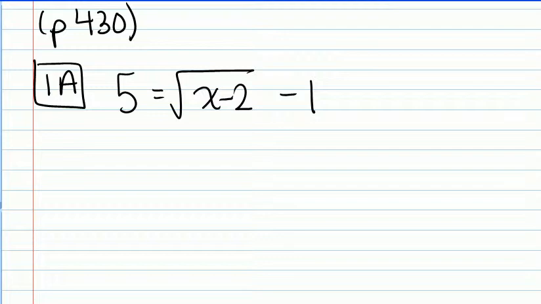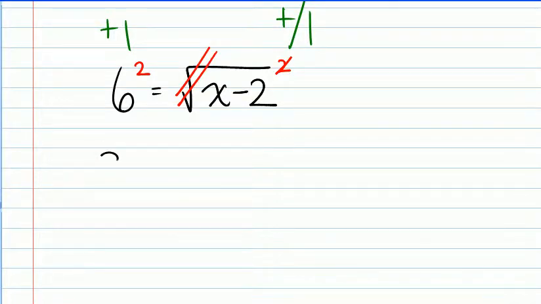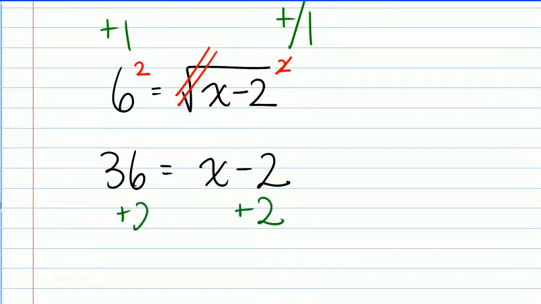To solve this problem, we're going to get the square root by itself by adding 1 to both sides. Now we have 6 equaling the square root of x minus 2. Square both sides to get rid of the square root. Six squared is 36. And solve for x by adding 2. So x equals 38.